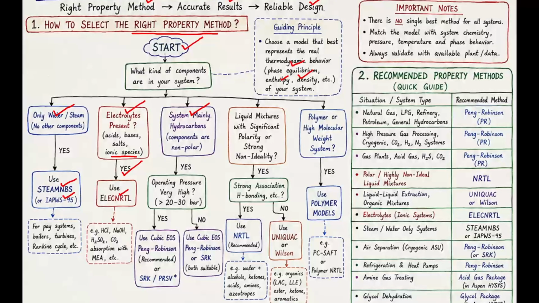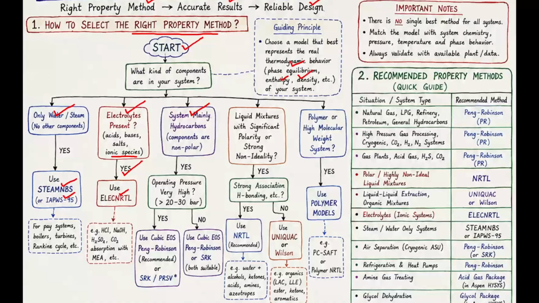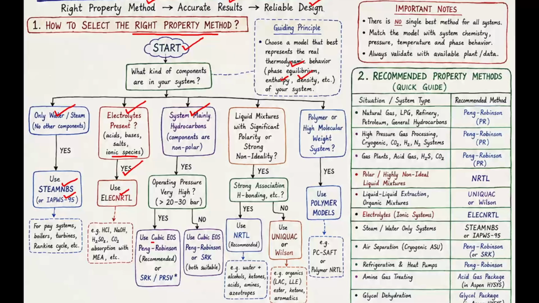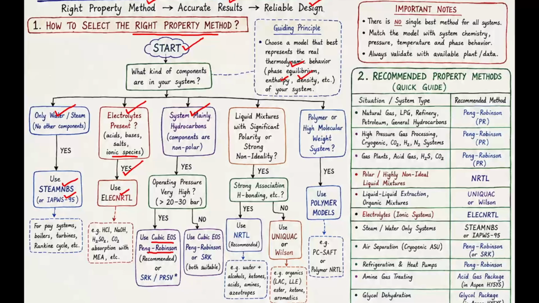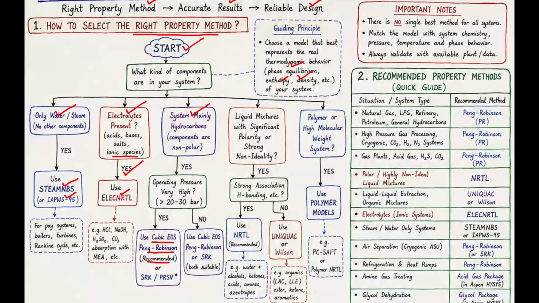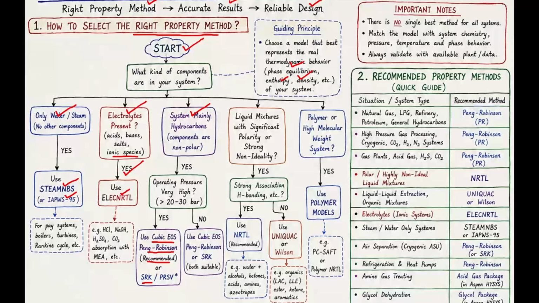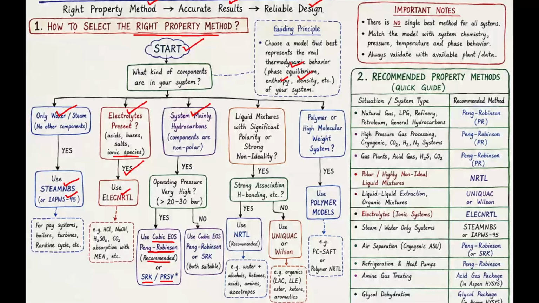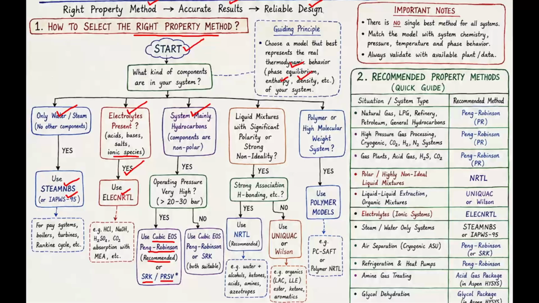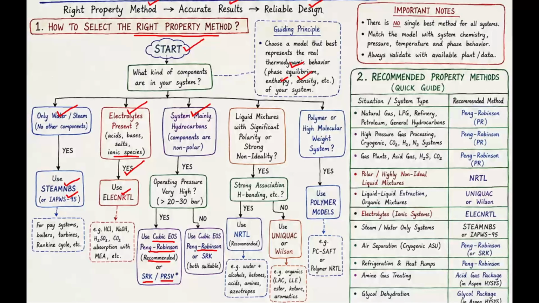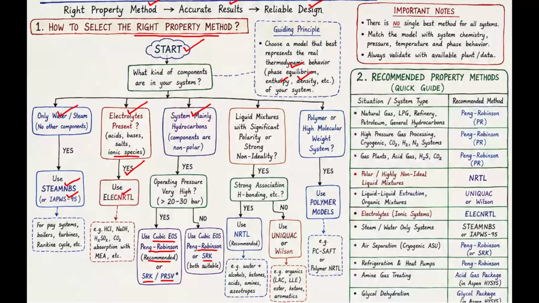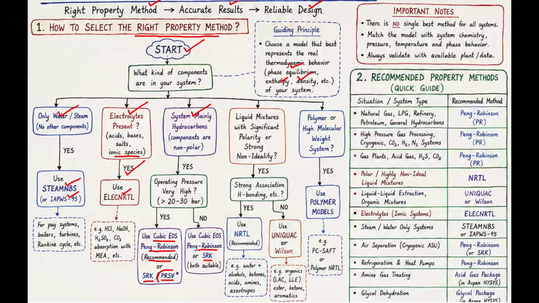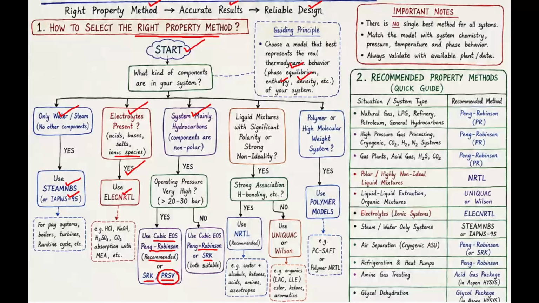If this is yes, then there are 2 conditions. First, the operating pressure is high, like from 20 to 30 bar. If this is yes, use a cubic equation of state, which is Peng-Robinson, and that is recommended. Another option is Soave-Redlich-Kwong, SRK, or an extension of Peng-Robinson, which is known as PRSV. If the system is not at high pressure, again you can use Peng-Robinson or SRK, both are suitable. So Peng-Robinson and SRK can be used for both high and low pressure, while PRSV will be used for high pressure systems.